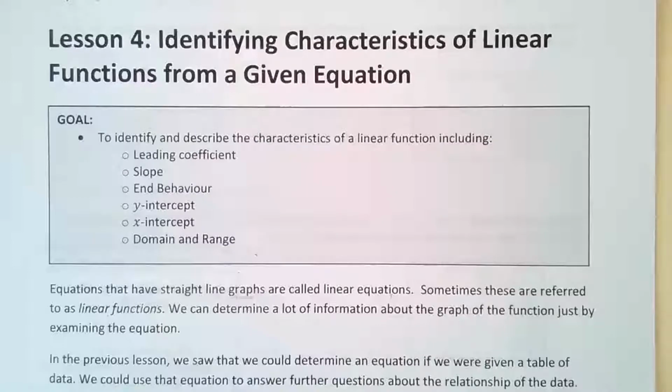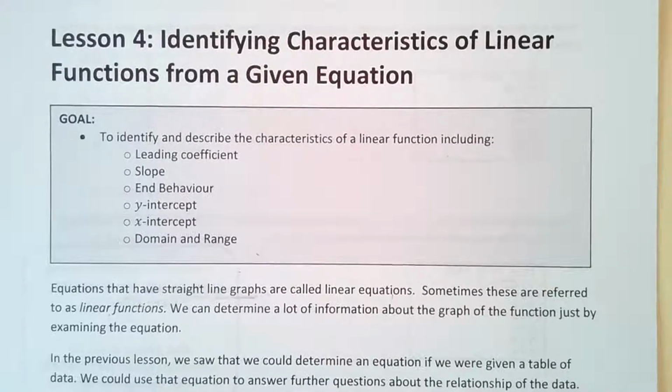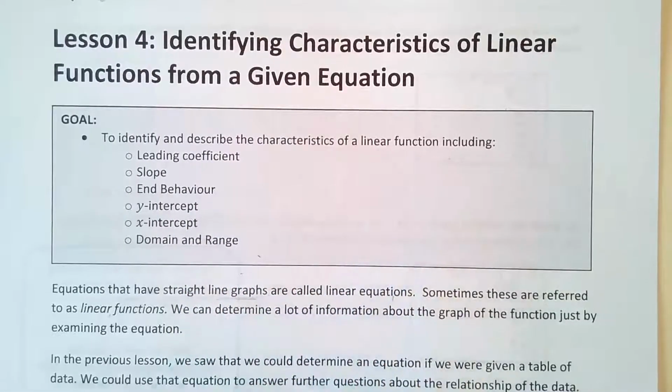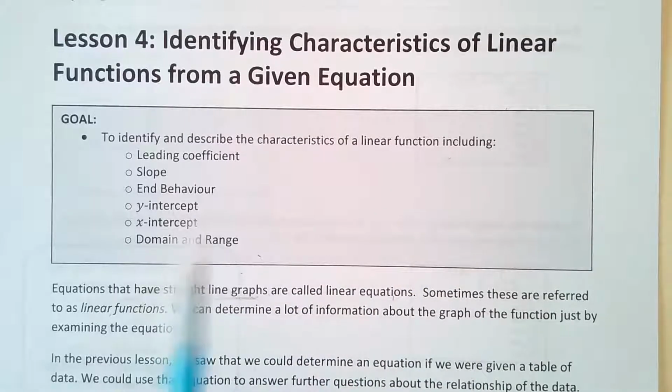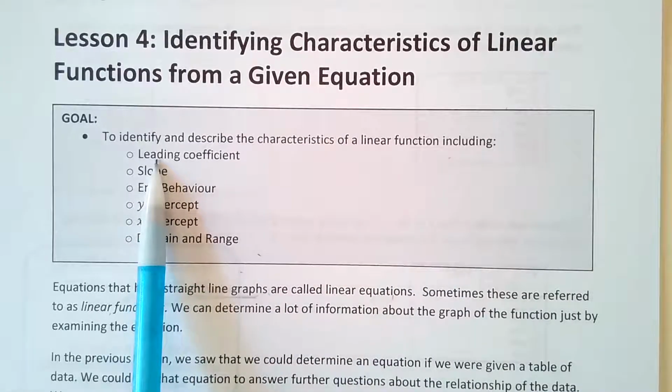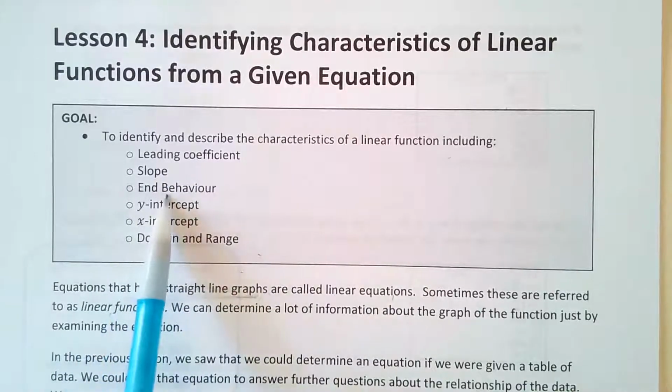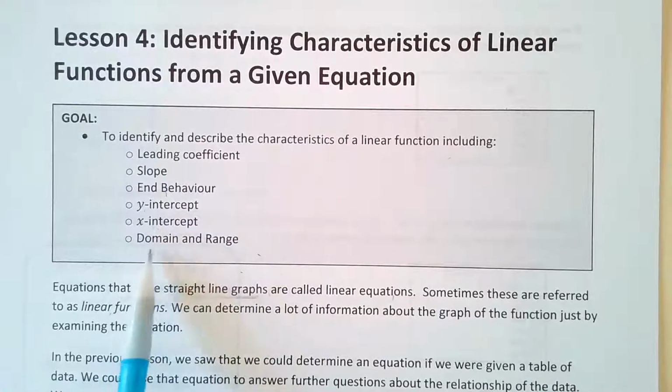This is part 2 of lesson 4, identifying characteristics of linear functions from a given equation. So the goal for this lesson is to identify and describe characteristics of a linear function or a straight line. We've been looking at what is the leading coefficient, the slope, the end behavior of that function, the y-intercept, the x-intercept, the domain and range.